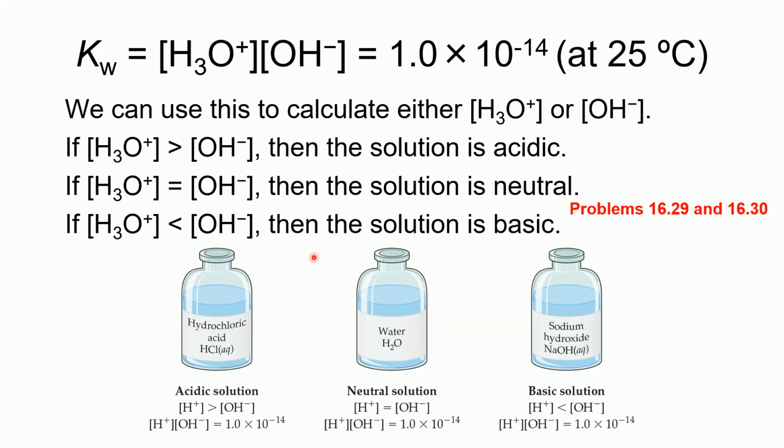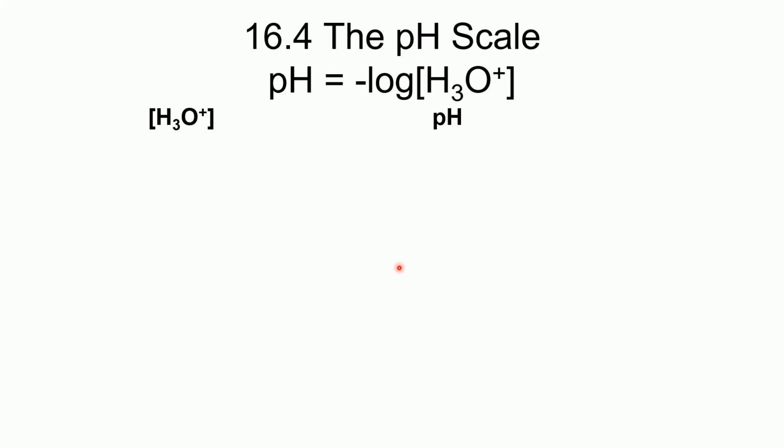Okay, so I'm going to go back over here. And the next topic is looking at the pH scale. Our definition for pH is it's the negative logarithm of the hydronium ion concentration. So if you know the hydronium ion concentration, you just take the negative of the logarithm and you will get the pH.